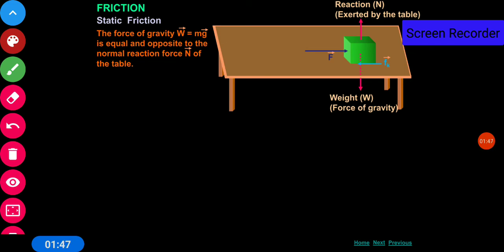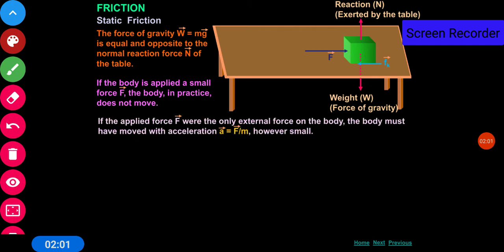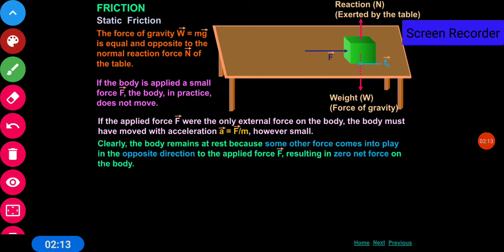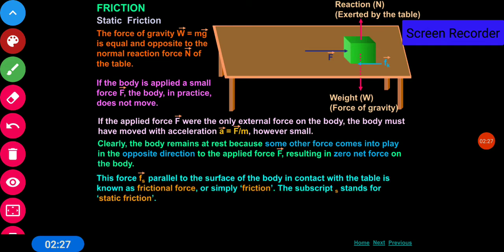The force of gravity W is equal to mg, equal and opposite to the normal reaction force N of the table. If the body is applied a small force F, the body in practice does not move. If the applied force F were the only external force on the body, it must have moved with acceleration a equal to F upon m, however small. Clearly, the body remains at rest because some other force comes into play in the opposite direction to the applied force F, resulting in zero net force on the body.